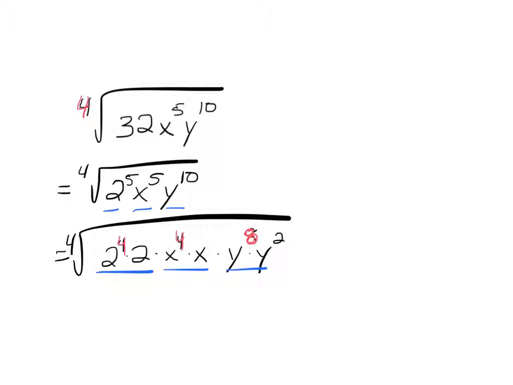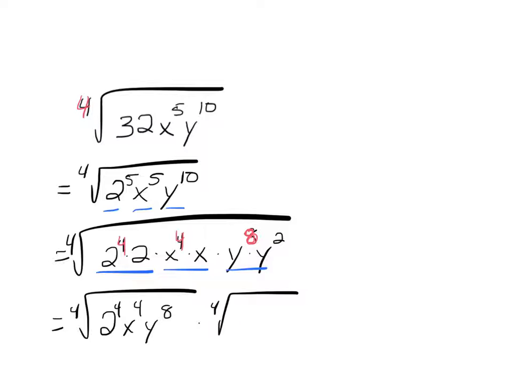What I'm going to do is apply the product rule of radicals, as discussed earlier, where I can break this radical up. And I'm going to group the stuff that plays nice, in this case the 2 to the 4th, the x to the 4th, and the y to the 8th, under one radical. And then in the other radical, I'm going to put what I call the remainder factors: I've got 2, x, and y squared.